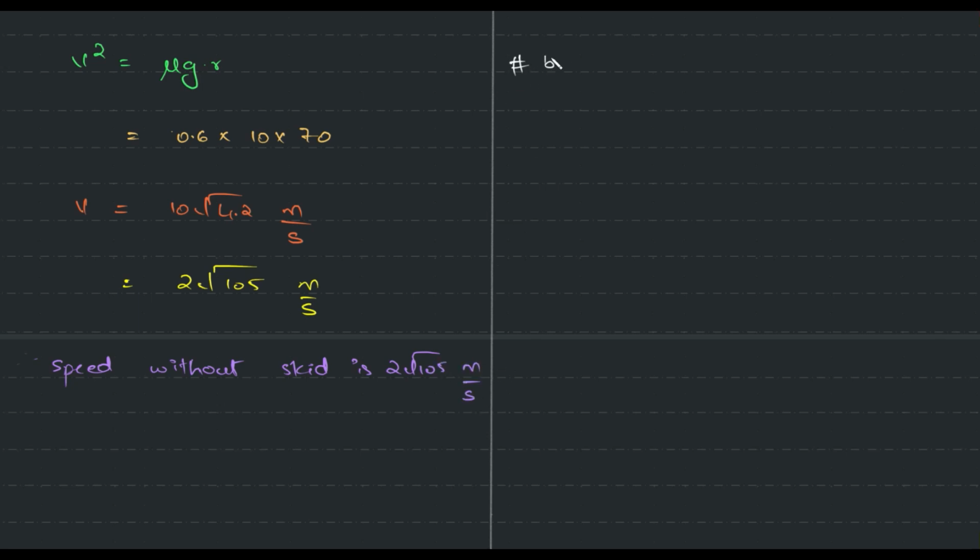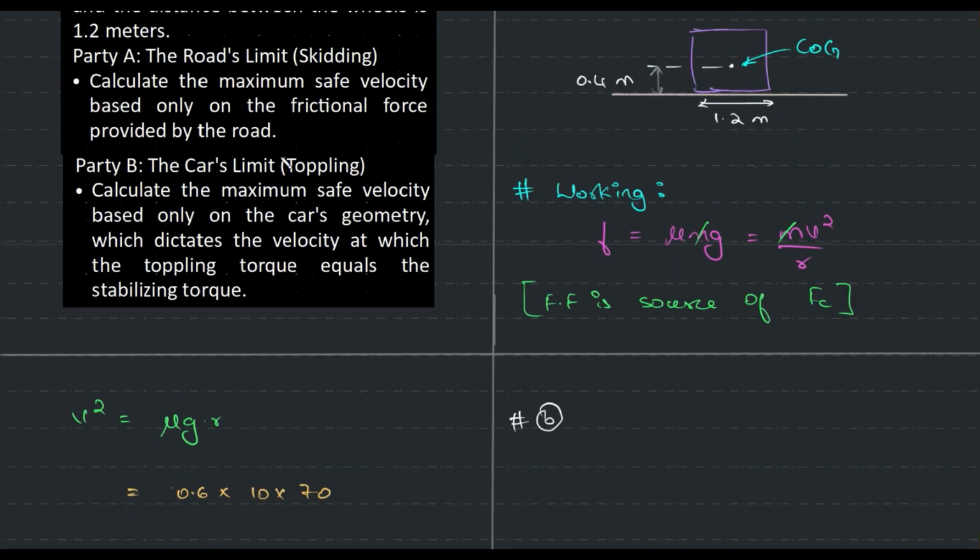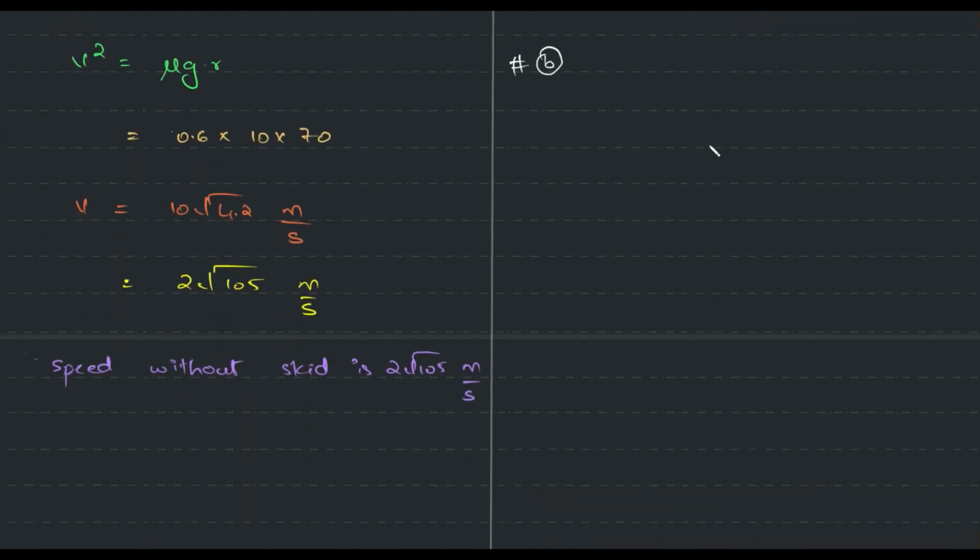Now we are looking at part B. Calculate the maximum safe velocity based on the car's geometry, which dictates the velocity at which the toppling torque equals the stabilizing torque. If that statement is not clear, it's okay. The point here is, if you have a car turning towards, say, right, so it's making a right turn.